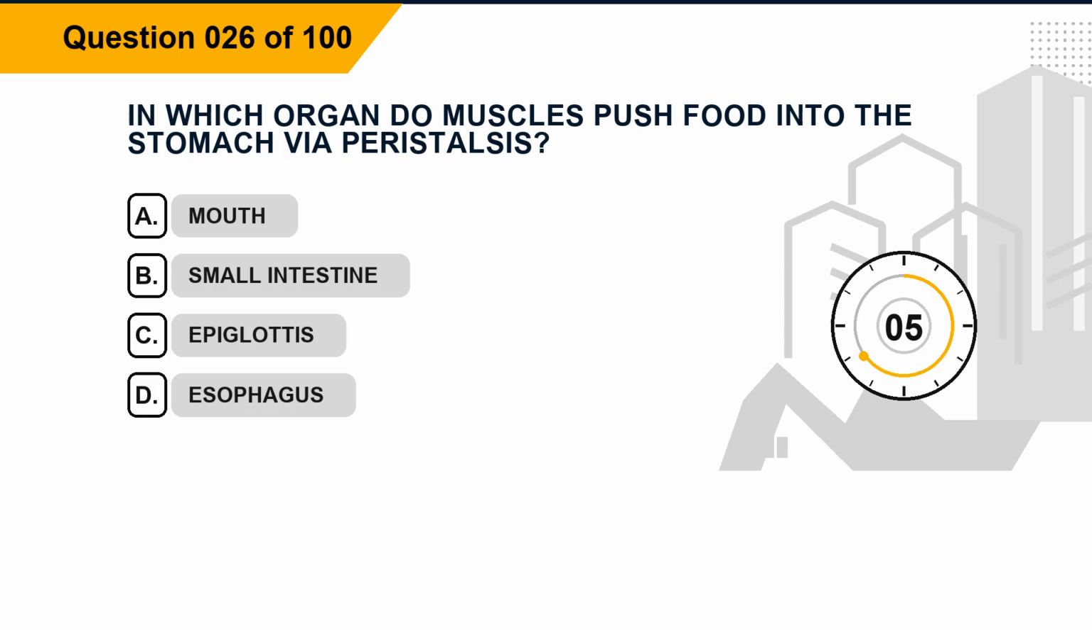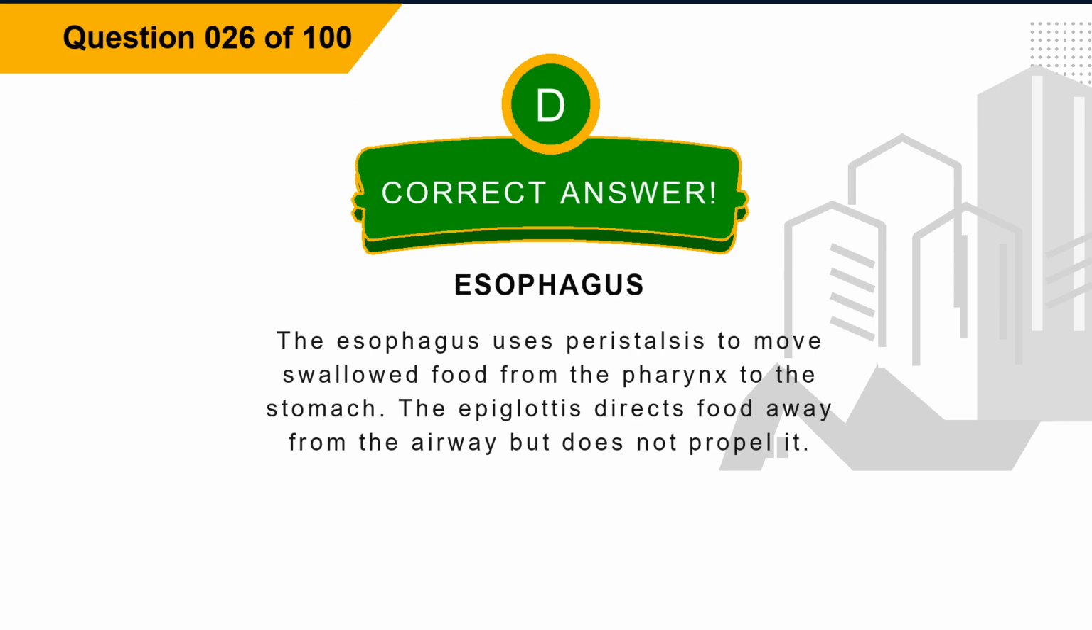Option B, small intestine. Option C, epiglottis. Option D, esophagus. The correct answer is option D, esophagus. Explanation. The esophagus uses peristalsis to move swallowed food from the pharynx to the stomach. The epiglottis directs food away from the airway but does not propel it.